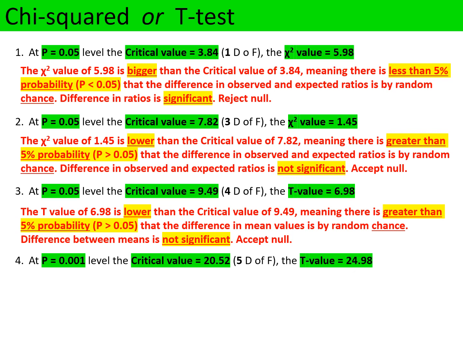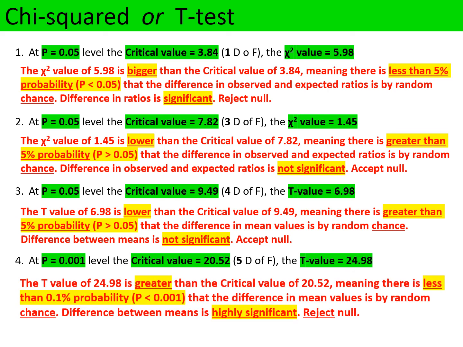Now, the example at the very bottom then, we've got a t-value of 24.98. That's bigger than our critical value of 20.52. That critical value of 20.52 was set at a p-value of 0.001. Okay, so that critical value has actually been set at a very low p-value this time. So let's make a conclusion.